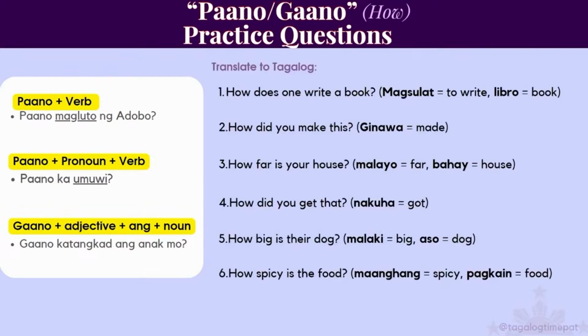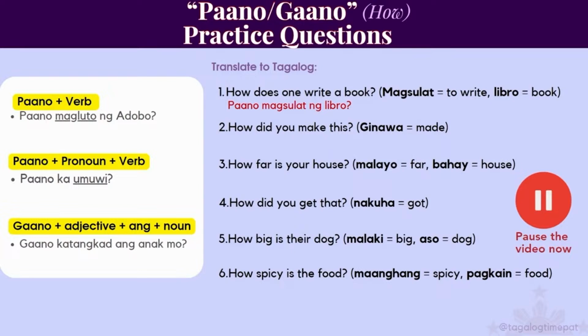And then here are the examples that I want us to do. Let's do number 1 together. How does one write a book? Magsulat means to write. Libro is book. So how does one write a book? This is actually asking about an action. So we would use paano. Paano magsulat ng libro? How does one write a book? Go ahead and pause the video now, and we will do the rest together.